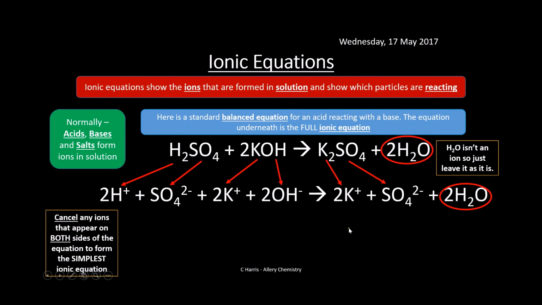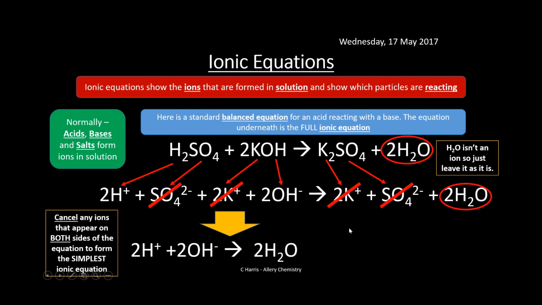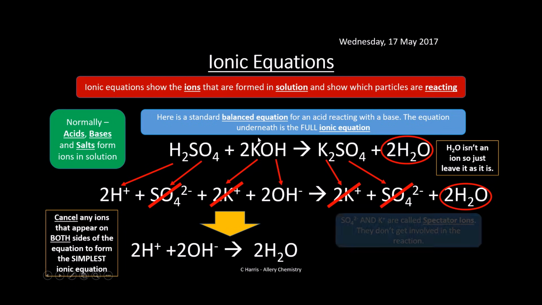So look left and right and then cancel the ones which are the same. So there they are, so we get rid of them. And what we're left with is basically our simplest ionic equation: 2H+ and 2OH- forming 2H2O. Obviously this can be simplified to just H+ and OH- forming H2O. So obviously we put the 2's in there, but that's just how it's worked out in this example.